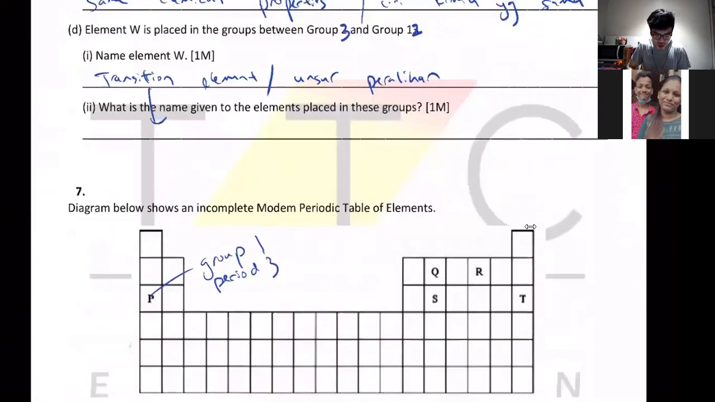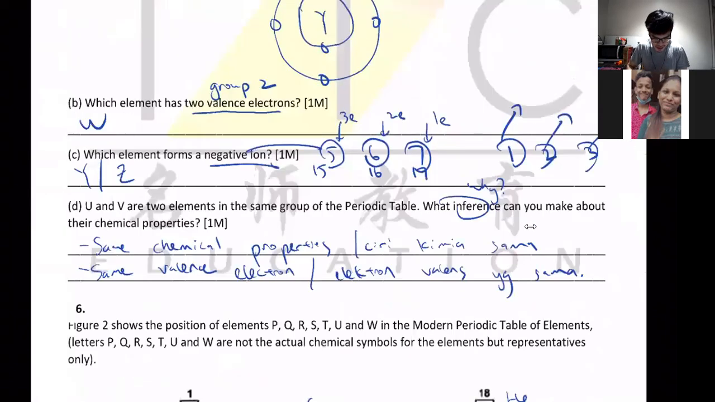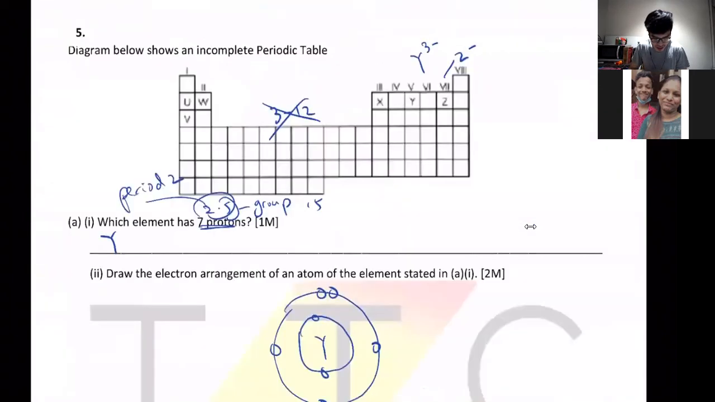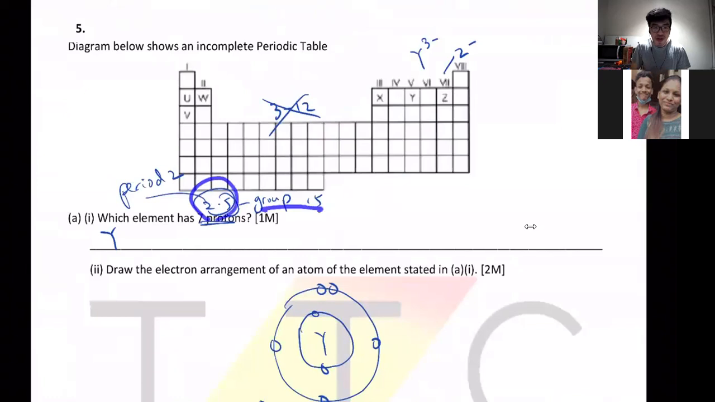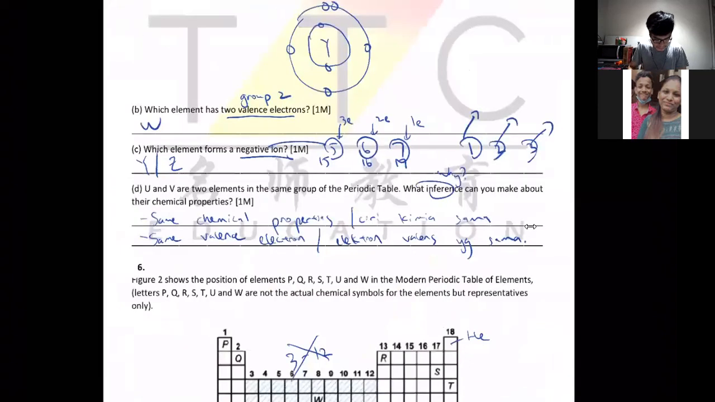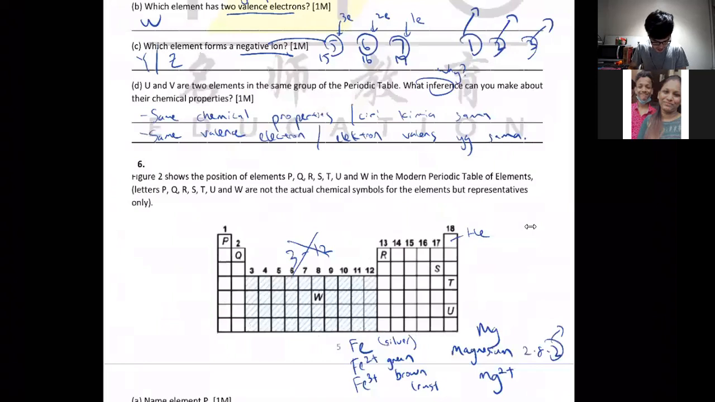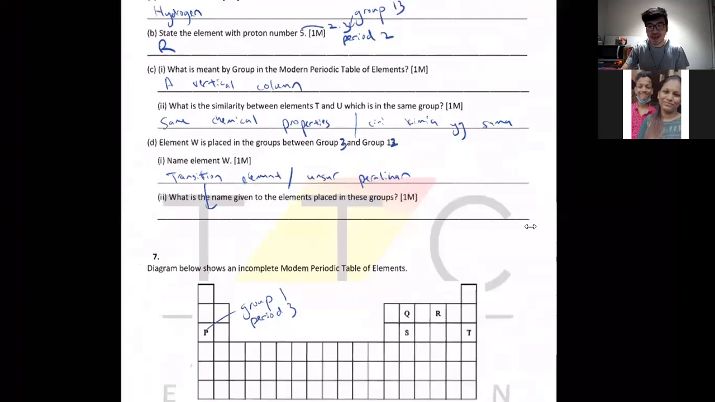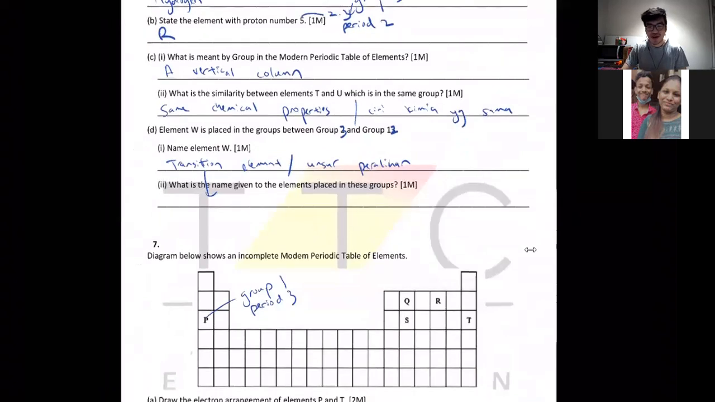So just now, we used the arrangement to determine the group and the period. Now it's the reverse. Oh, C and D haven't. Oh, sorry. Where is it? Oh, this one. Sorry, I'm writing very fast, so that's why I go through very fast.